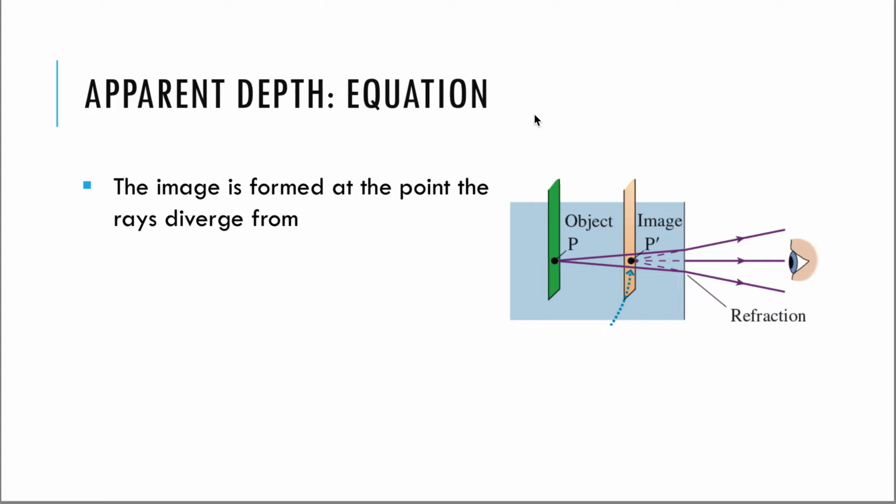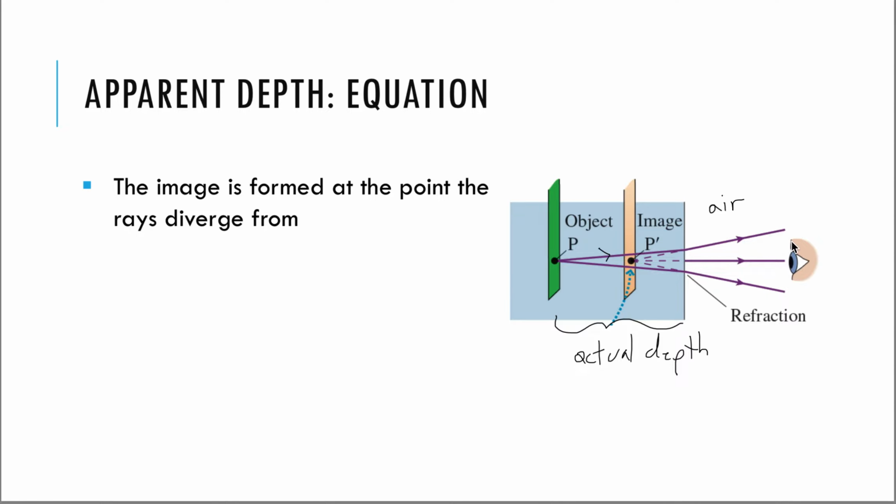Let's take a closer look at what is actually happening here. So your object is really here. So this is the actual depth of your object. The rays are originating from the object as we talked about previously. So they are originating from the object going this way, and then they're bending away from the normal as they move into the air from the water.